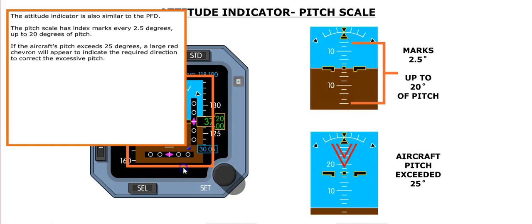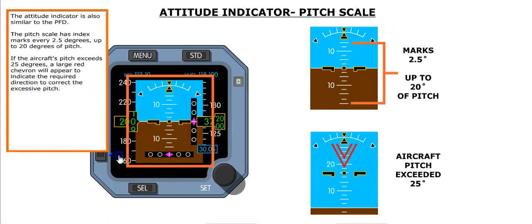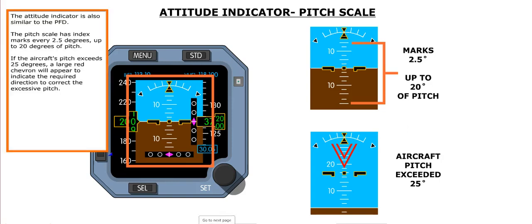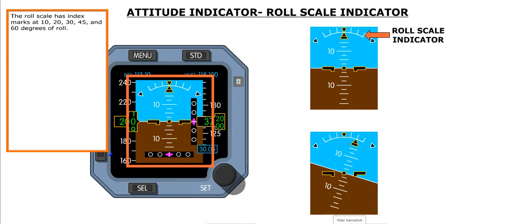The attitude indicator is also similar to the PFD. The pitch scale has index marks every 2.5 degrees, up to 20 degrees of pitch. If the aircraft's pitch exceeds 25 degrees, a large red chevron will appear to indicate the required direction to correct the excessive pitch. The roll scale has index marks at 10, 20, 30, 45 and 60 degrees of roll.